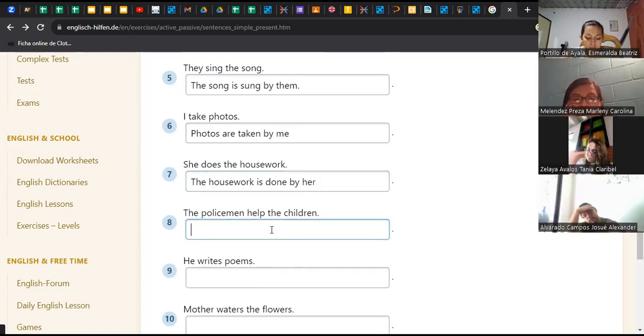What about "the policemen help the children"? The children are helped by the police. All right, very good. The children are helped by the police.